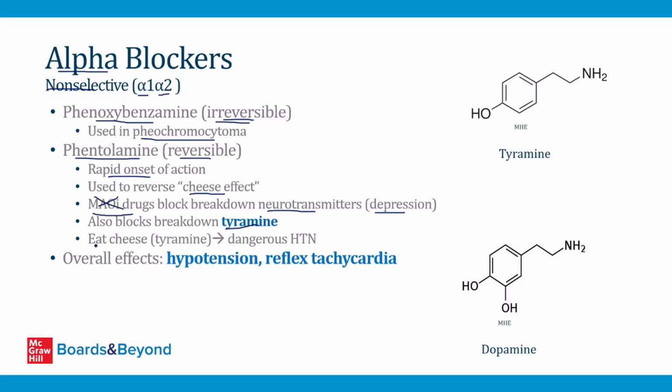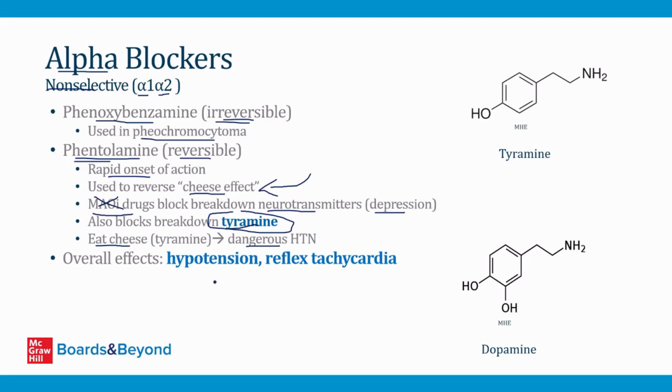Now, there's lots of tyramine in cheese, so if a patient on one of these MAO inhibitor drugs ate a lot of cheese, like from a pizza, they would get lots of circulating tyramine, and tyramine can activate alpha receptors and cause dangerous hypertension. This was called the cheese effect, used to be seen in patients on these very old antidepressants. And so the treatment for the cheese effect, if a patient came in with headache and severe hypertension from an MAO inhibitor drug, was to administer phentolamine.